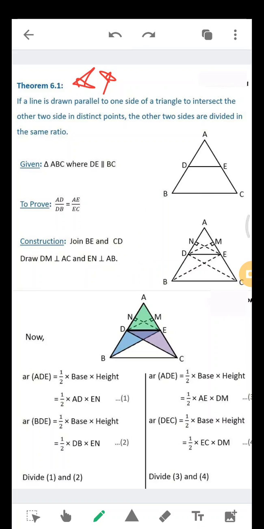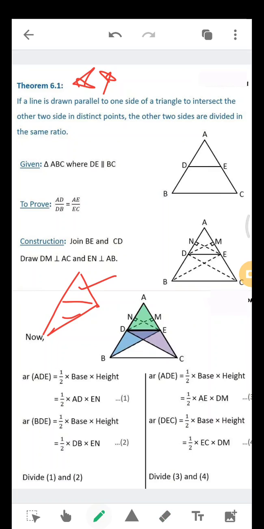Now we'll find the area of triangle ADE, the green colored triangle. We'll find the area of that, half into base into height. So what is the base in this triangle? Half into base AD, and the height is EN. So area is half into AD into EN. Then I'll find the area of this triangle BDE. Just have a look, this way we'll find the area of this triangle BDE. So area of BDE will be half into BD. What is the base in this?